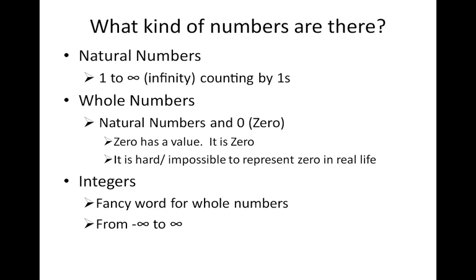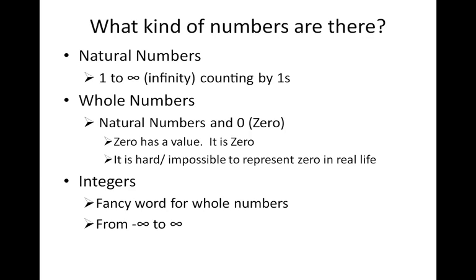Okay, so natural numbers count by ones. You can count 1 rabbit, 2 rabbits. It's kind of hard to count half a rabbit in nature. I mean, you can make half a rabbit, but it'd be kind of messy. But naturally, there is no such thing as half a rabbit.